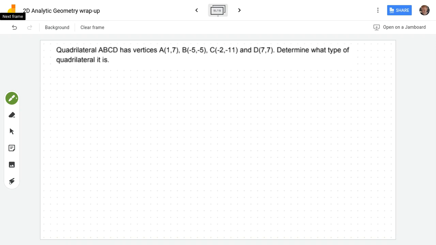Actually, let's start with a little sketch. That will help as well. So we have our XY axes. A is at (1, 7).